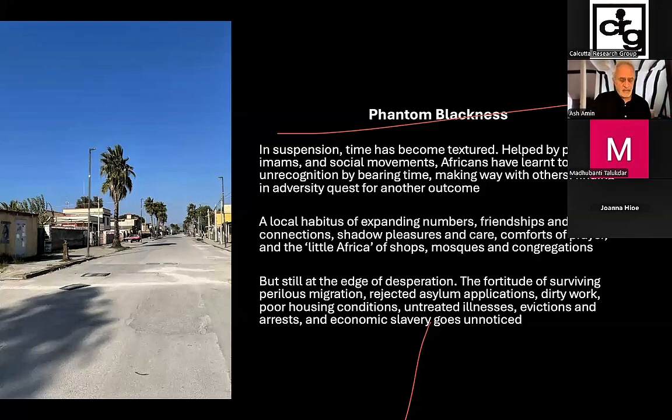Hans Lucht has done almost 20 years of ethnographic research in Castelvolturno. Yet in the fortitude gained from enduring perilous journeys across Africa, rejected asylum applications, enduring precarious and dirty work and poor housing conditions, and of course always denied rights, what has remained is, to quote Simondon, a certain kind of livingness, a livingness of always resuming, of resumption, a refusal of dehumanization.